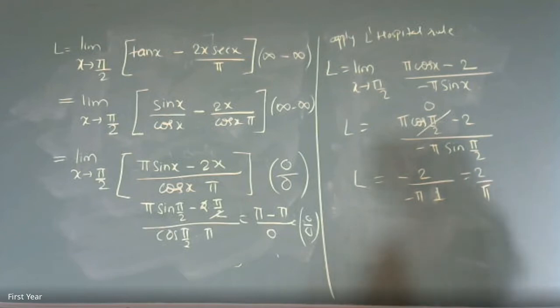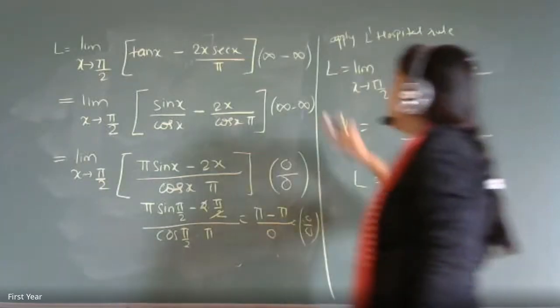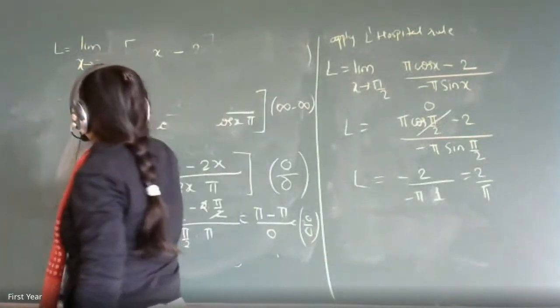Okay. So 2 by 5 is your answer. Is it okay, everyone? Yes, ma'am. Fine. Now let's go to the last form of indeterminate limits, that is exponential.